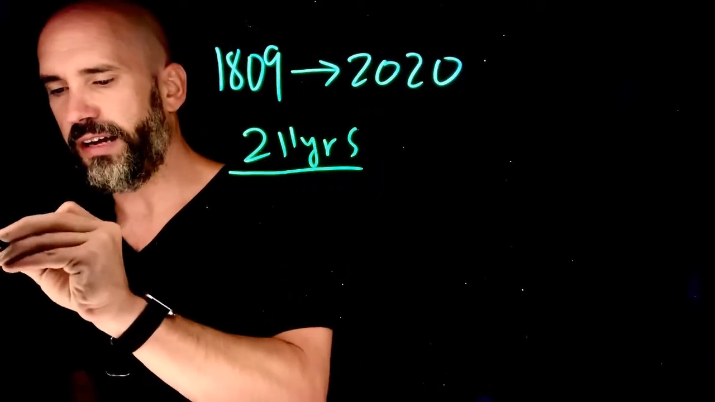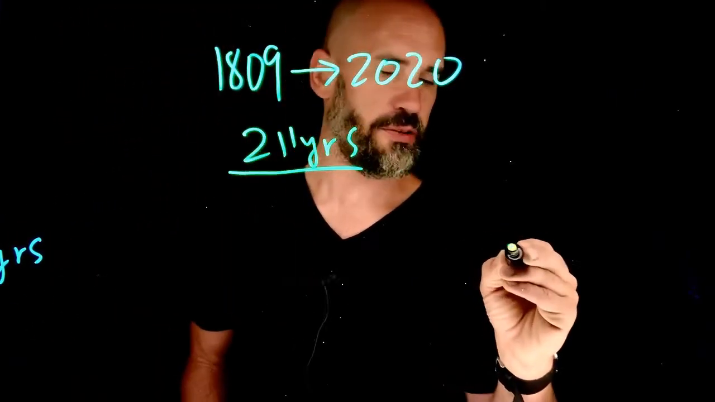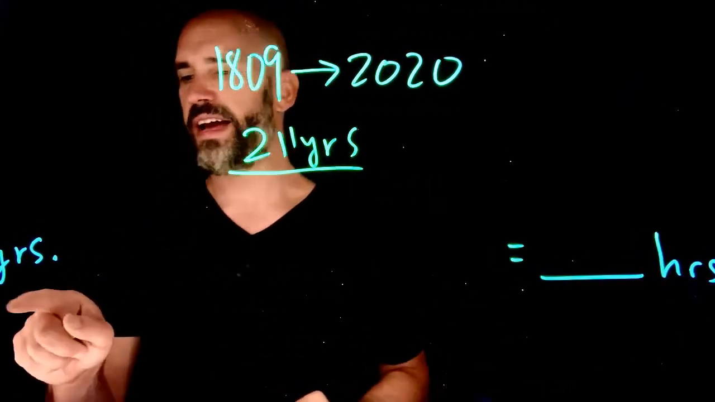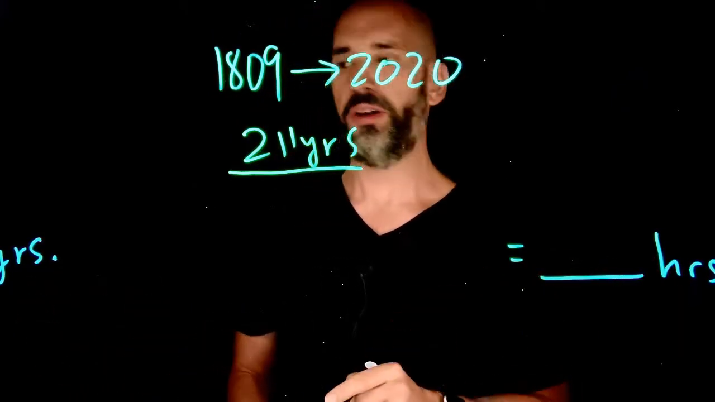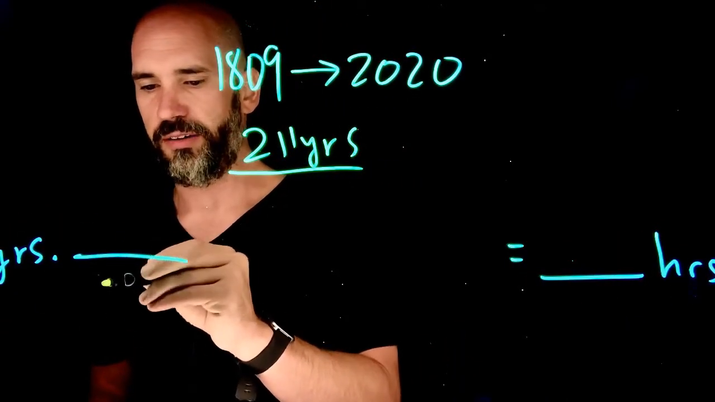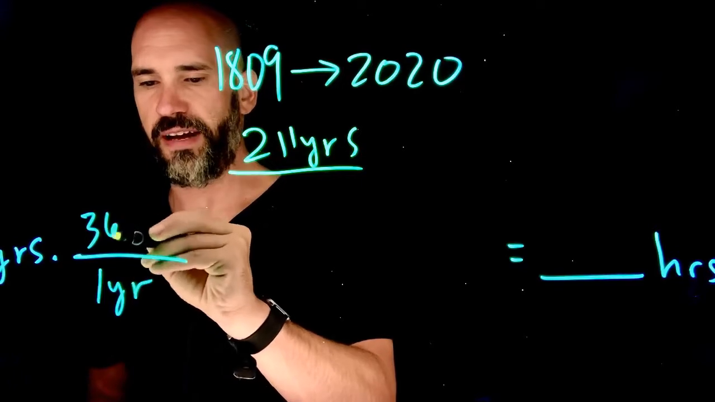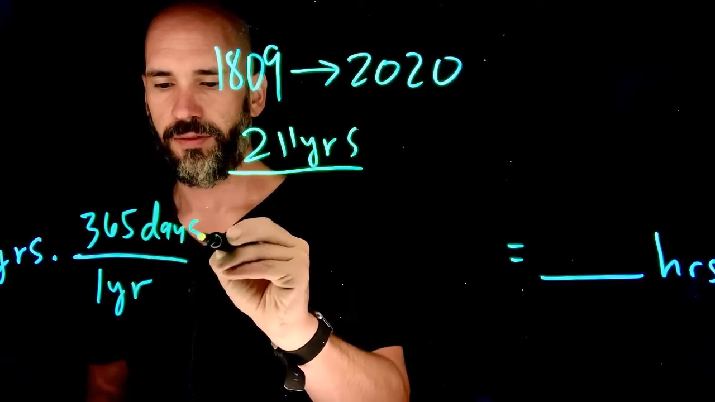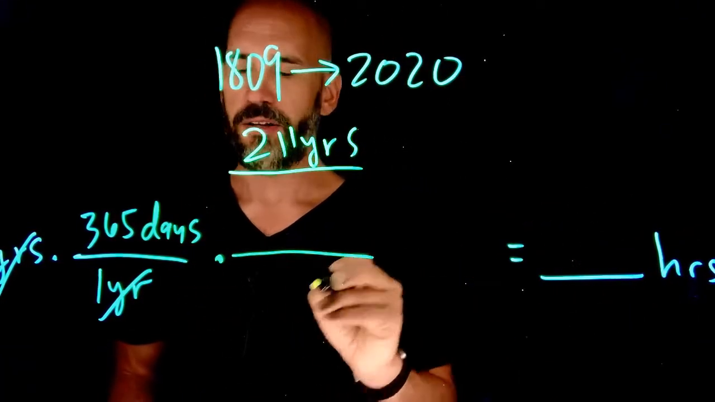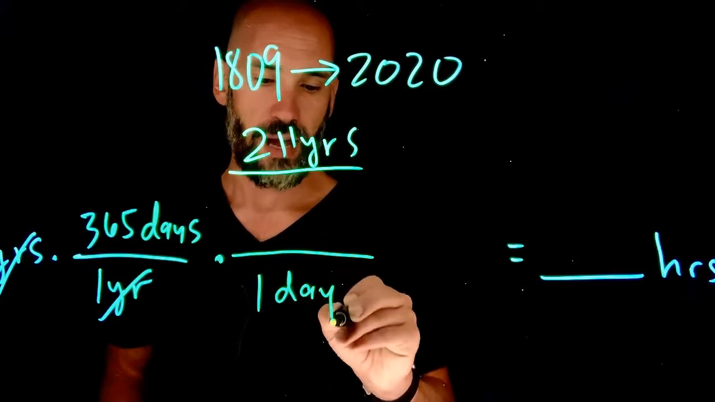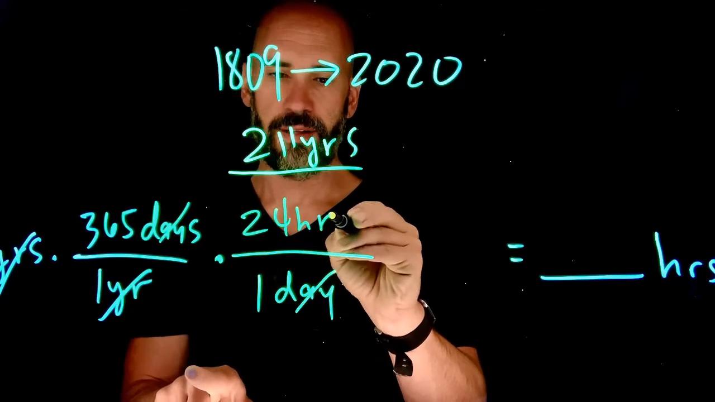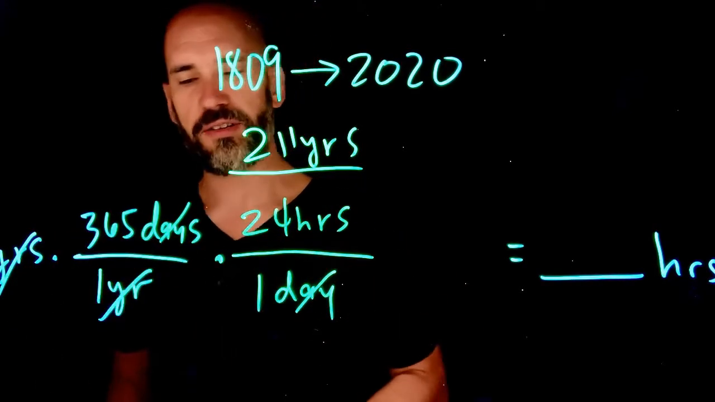So I start over here, 211 years, and I want to get to how many hours alive this thing has been. Well, what's the next closest unit from years to hours? No big surprise, it's days. So we know that in 1 year, there's 365 days. Cancel, cancel. I'm left with days. To get from days to hours, it's super easy. You know that in 1 day, there's 24 hours. I'm putting it in the bottom so it'll cancel out with days on top. And gloriously, we can solve this problem.